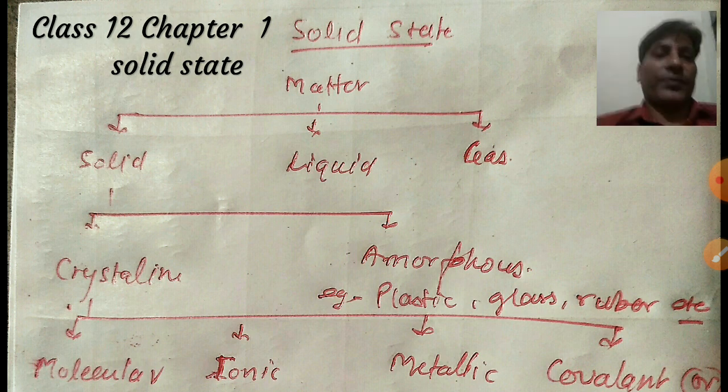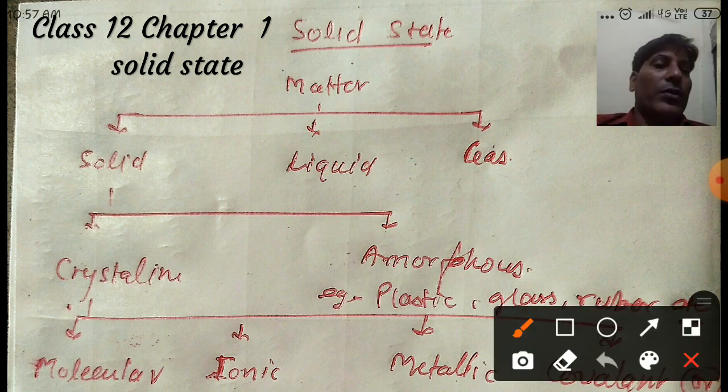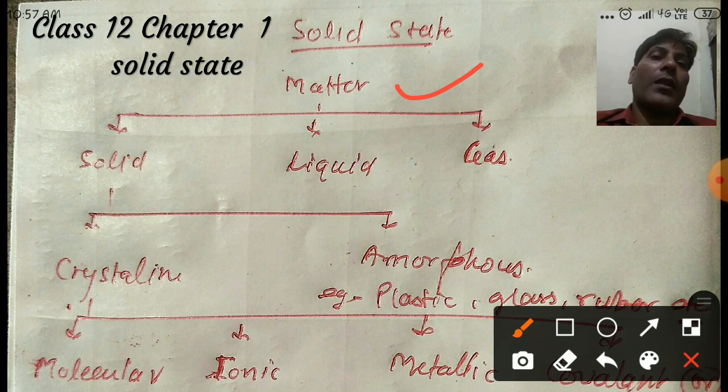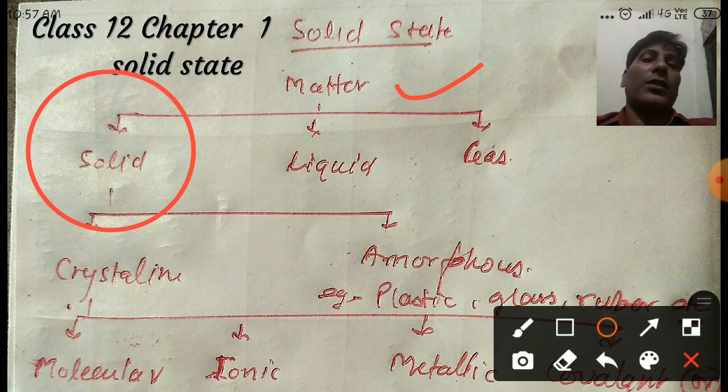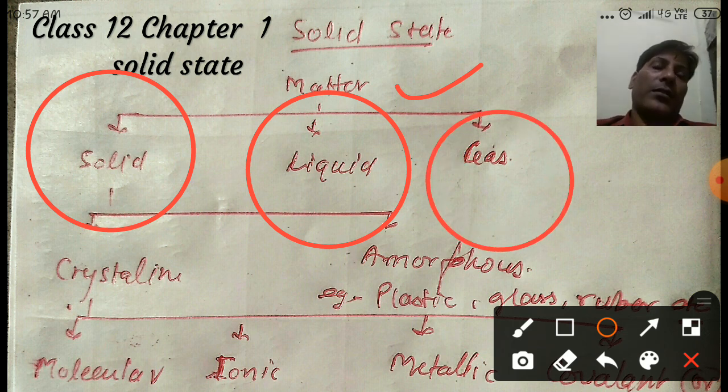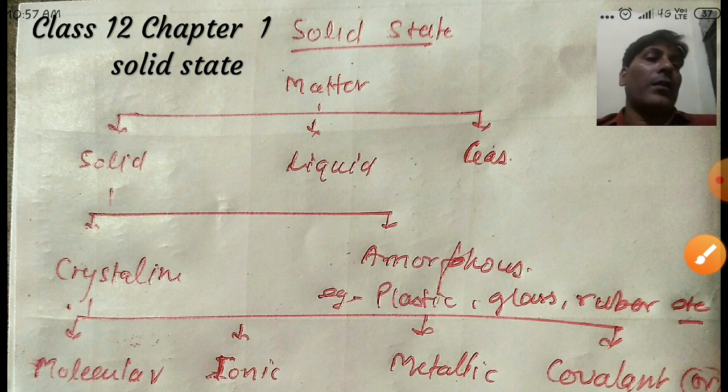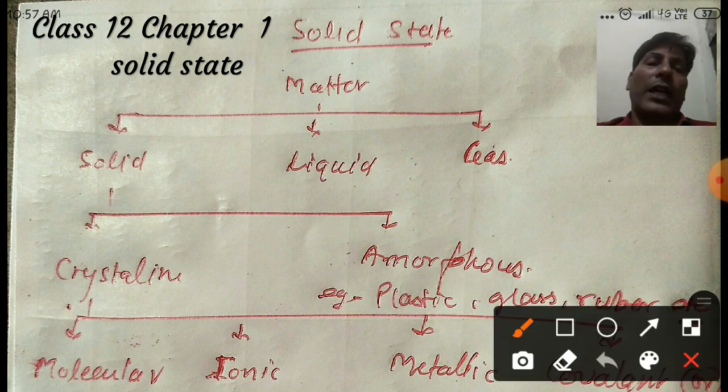We know about matter, and after knowing it, we classified matter into solid, liquid and gas. We also studied the properties of solids, liquids and gases. Now we should define again the properties of solid, liquid and gases.